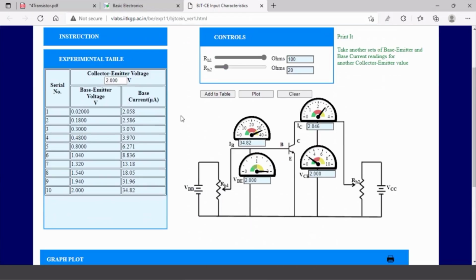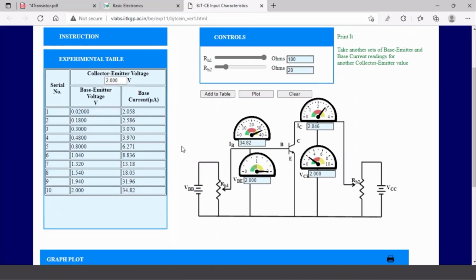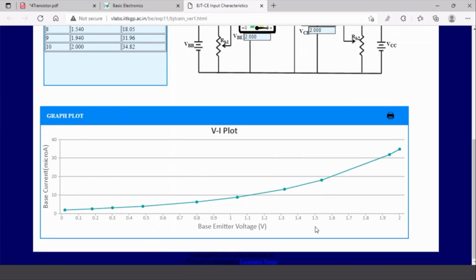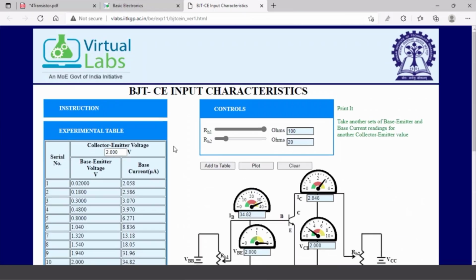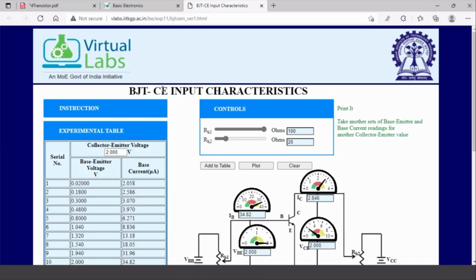Yes, sir. So this you people have to do on this virtual lab platform, get the readings, and finally once you get the 4 sets of readings, you have to plot on a single graph paper all the current versus voltage characteristics. So we'll get basically how many graphs? We'll be getting 4 graphs for different values of VCE: VCE of 1 volt, 2 volt, 3 volt and 4 volt. Clear? So this is about the input characteristics, common emitter configuration.